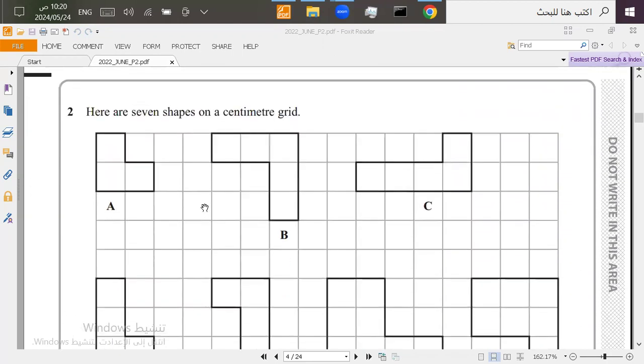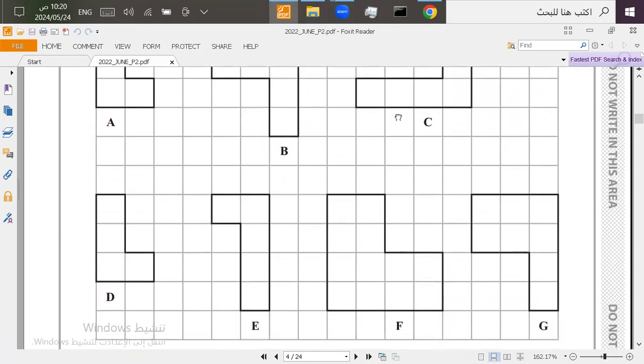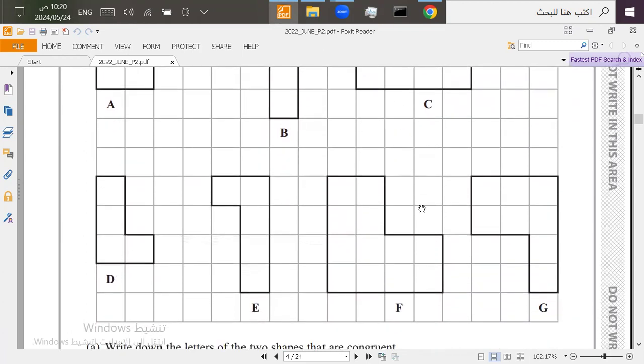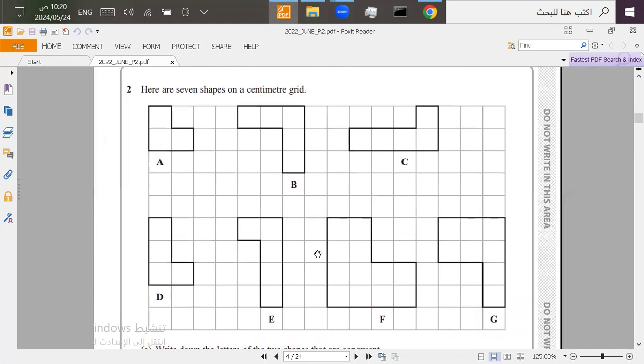Question 2. Here are 7 shapes on a centimeter grid. These are the shapes A, B, C here. We have D, E, F, G. Now let's zoom out. Write down the letters of the 2 shapes that are congruent. What is the meaning of congruent? Congruent means identical. Very good. So when you look at the shapes, you'll find out that two of them are identical.